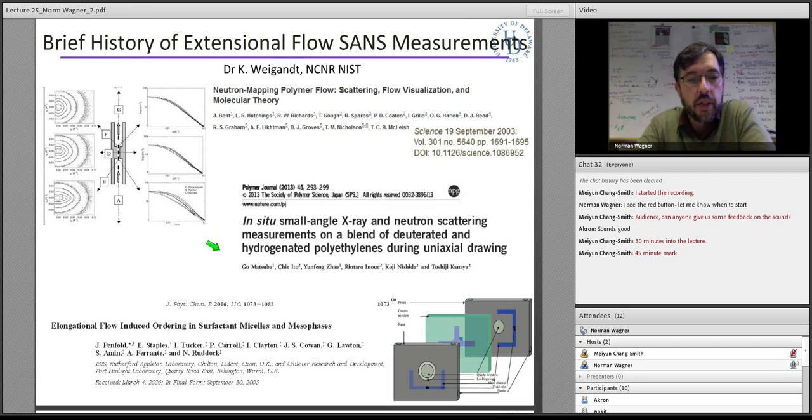And at NIST and other places, people have developed essentially these slot flow devices to generate extensional flow. So there are different ways to do it. And here are some references. This was work done at ISIS.